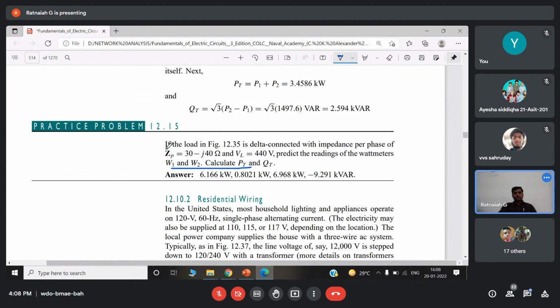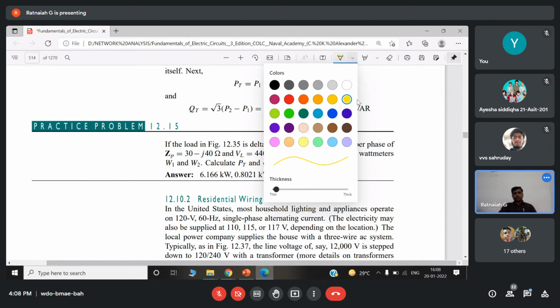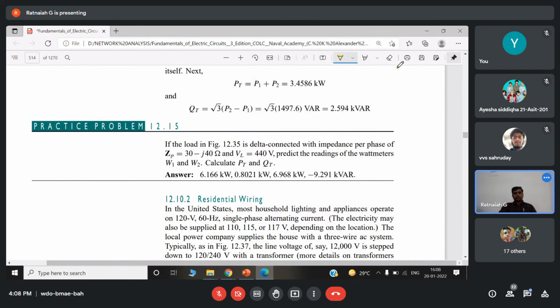Note down this problem also. A delta connected load with a per phase impedance of 30 minus j40 ohms. The line voltage VL is equal to 440 volts. It is a delta connected network. Like this, we have to connect the delta connected network.